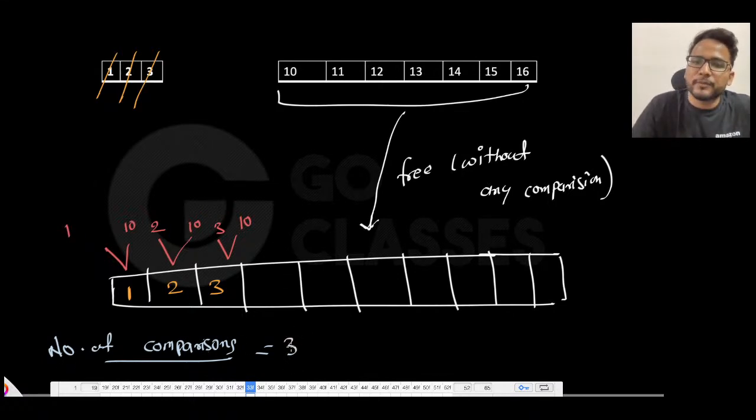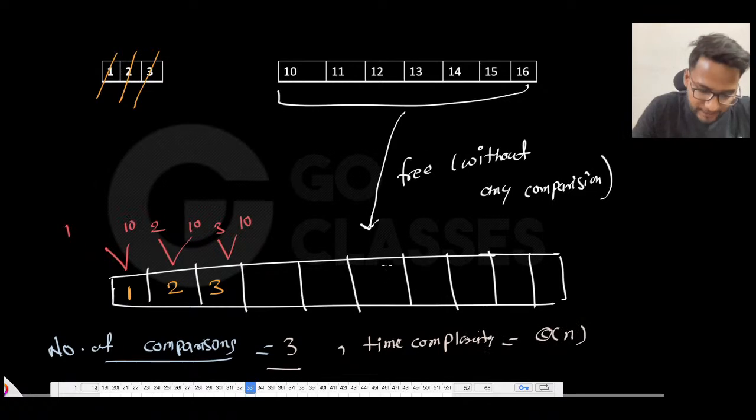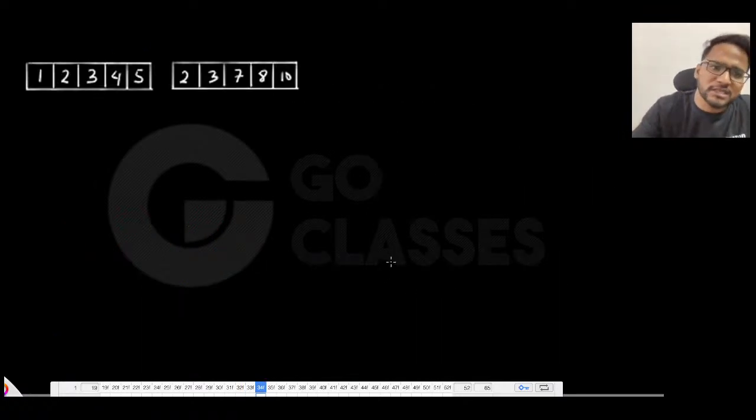After just 3 comparisons, I see that one of the lists got exhausted and I can just copy the other list, right? So the number of comparisons is just 3, but the time complexity is obviously n, because I have to anyway copy all of them. See, the number of comparisons and the time complexity are different. Time complexity is still n because I have copied all the elements. Since I have copied, I am dealing with n elements. That's why the time complexity is still n. Okay, so let's just see this.